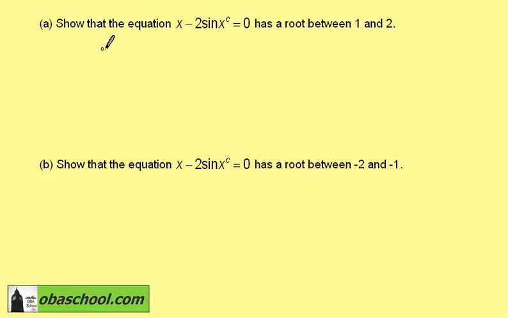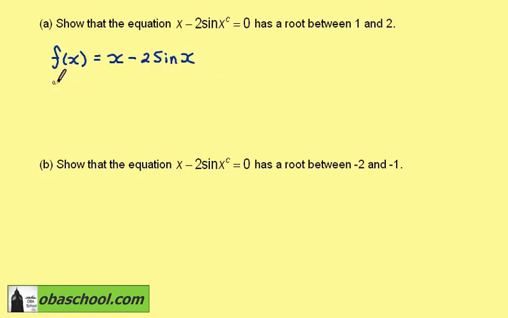We want to show that the equation x minus 2 sine x, where x is measured in radians, equals 0, has a root between x is 1 and x is 2. In order to do this, we let f of x be equal to x minus 2 sine x.